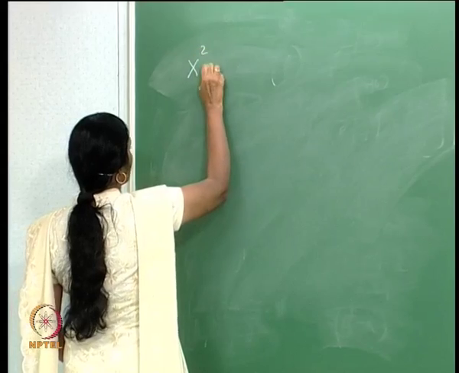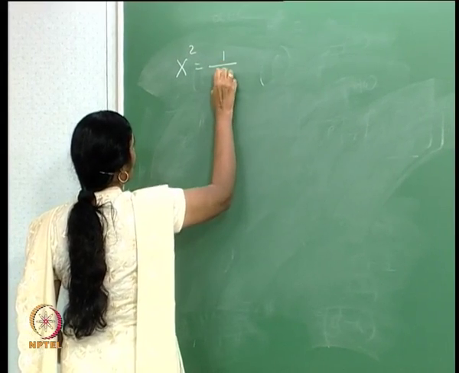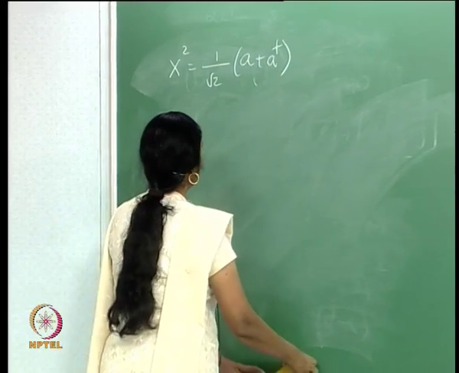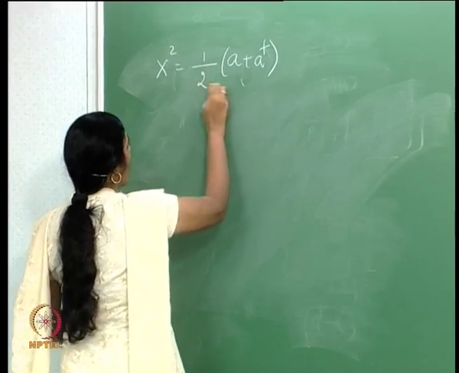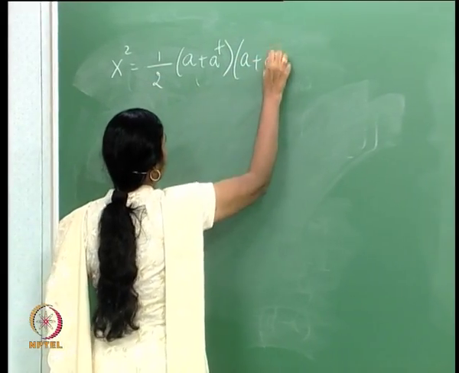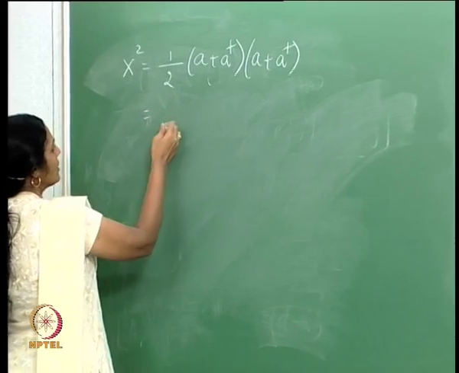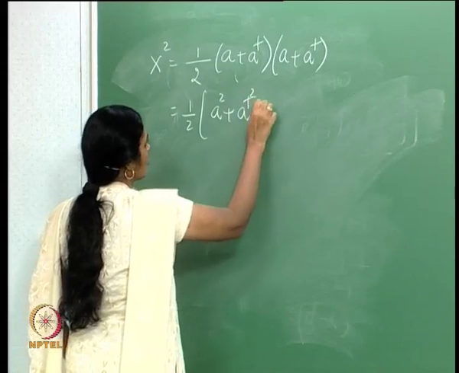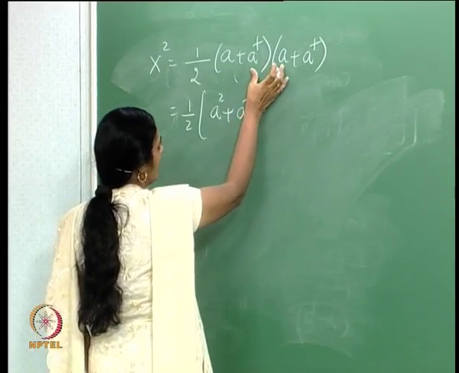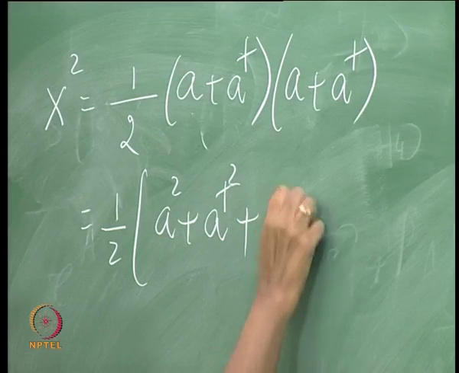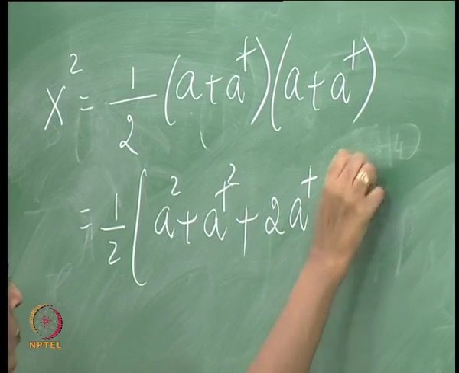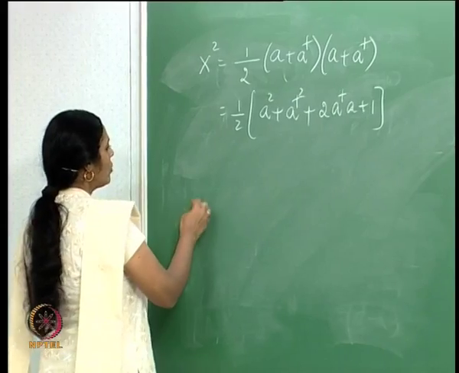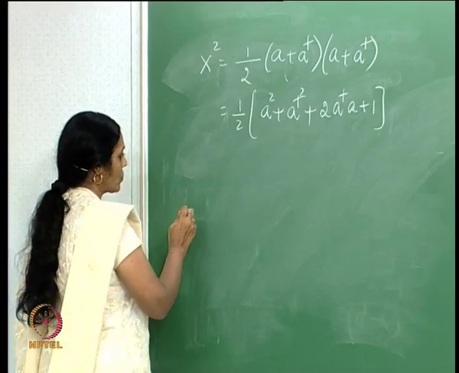Now, x squared is simply 1 by root 2 times (A plus A dagger), the whole squared, and therefore that gives me a half times (A plus A dagger) times (A plus A dagger). We have done this in the earlier lecture, and this gives us A squared plus A dagger squared plus A dagger A plus A A dagger, that is 2 A dagger A plus 1. So, this is x squared.